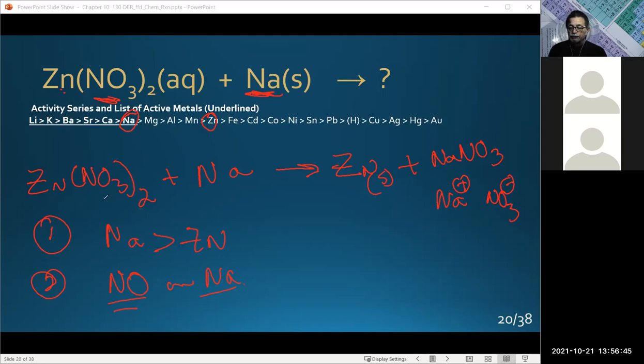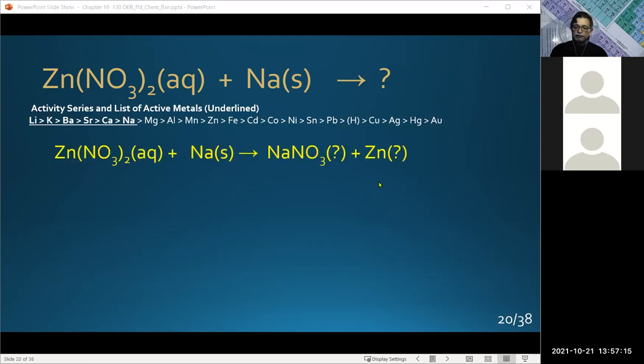So notice we got 2 nitrates to begin with. So if I put a 2 in front of sodium nitrate, that balances the nitrates, which kicks up my sodium, and no problem. I go back to the element and put a 2 there. And now I am balanced. I got 1 zinc, 2 nitrates on the right, 2 sodiums on the right. So we have a balanced chemical equation.